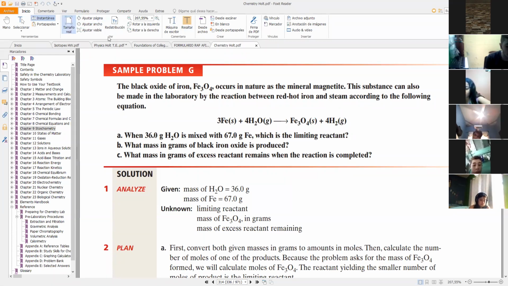Now take a look at this one. It says when 36 grams of water is mixed with 67 grams of iron, which is the limiting reactant? Here, because the problem is giving you grams, you have to do a longer process. When the problem gives you moles, it's easy. If the problem gives you grams, it's a little bit more complicated. So we are going little by little.